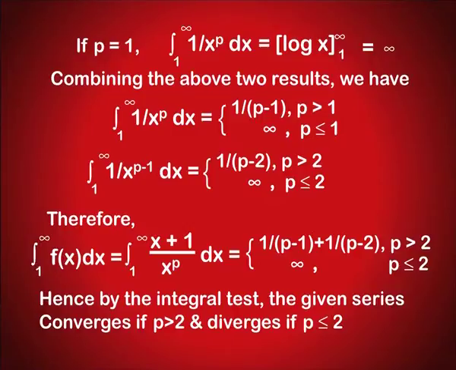Therefore, we find integral 1 to infinity f(x) dx is equal to integral 1 to infinity (x plus 1) upon x to the power p dx is equal to 1 upon p minus 1 plus 1 upon p minus 2 for p greater than 2 and infinity for p less than or equal to 2. Hence, by the integral test, the given series converges if p greater than 2 and diverges if p less than or equal to 2.